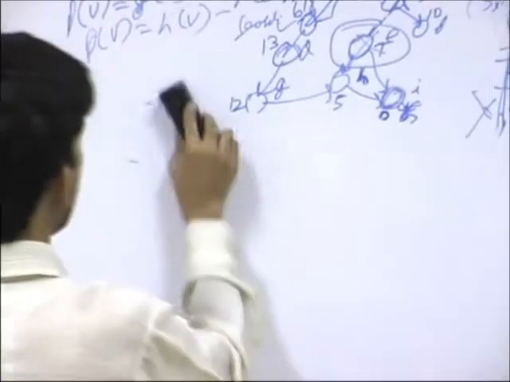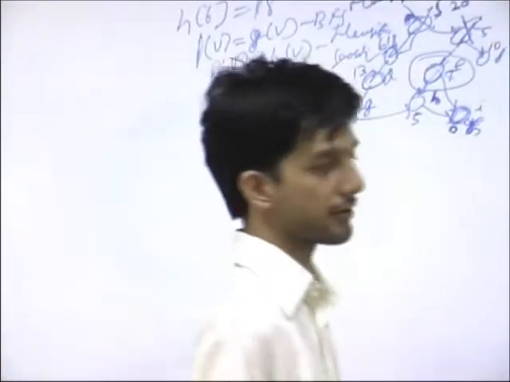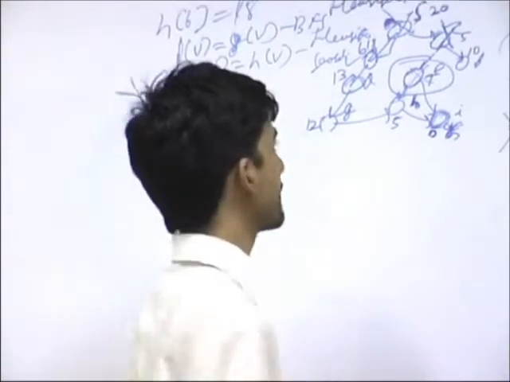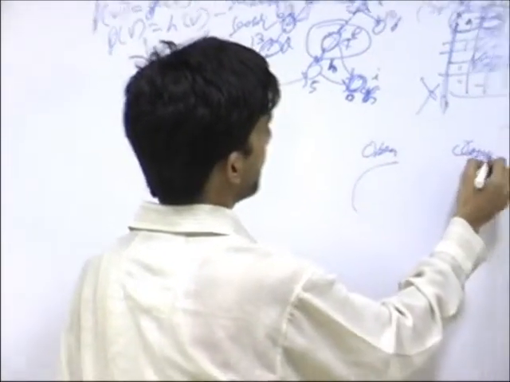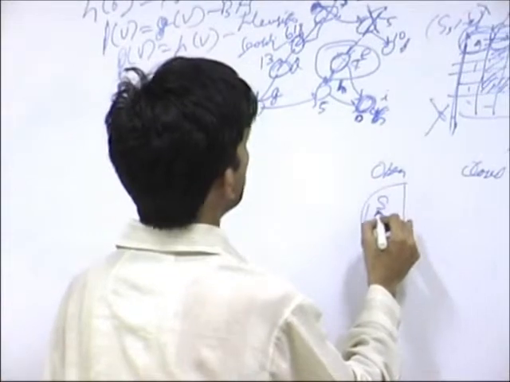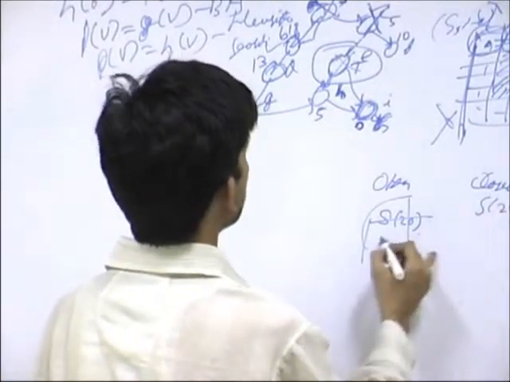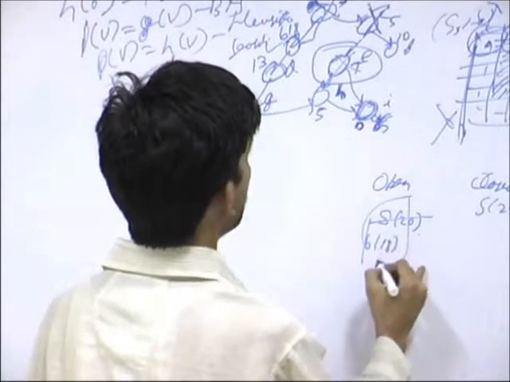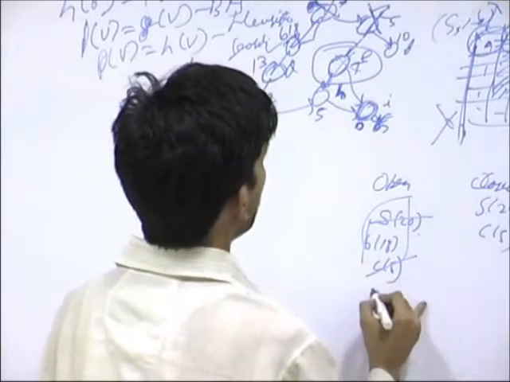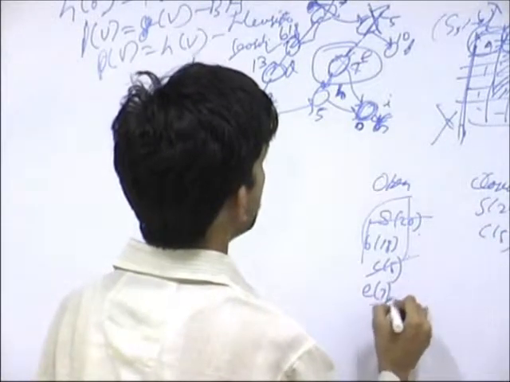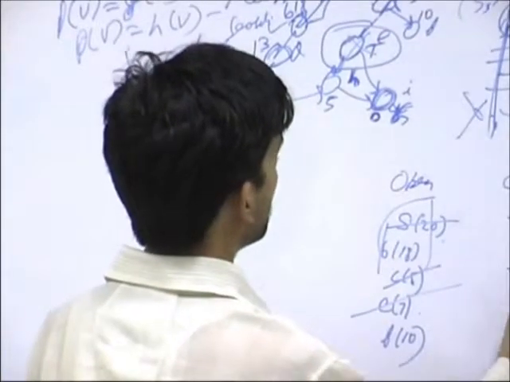So in the same graph, if I had to use a heuristic search, I would have taken the open list, closed list, take S with heuristic value of 20, extract it out, put it up in the closed list, take B with heuristic value of 18 and C with heuristic value of 5, take out C with heuristic value of 5, I get E with a heuristic value of 7 and F with a heuristic value of 10. I take out E with a heuristic value of 7.